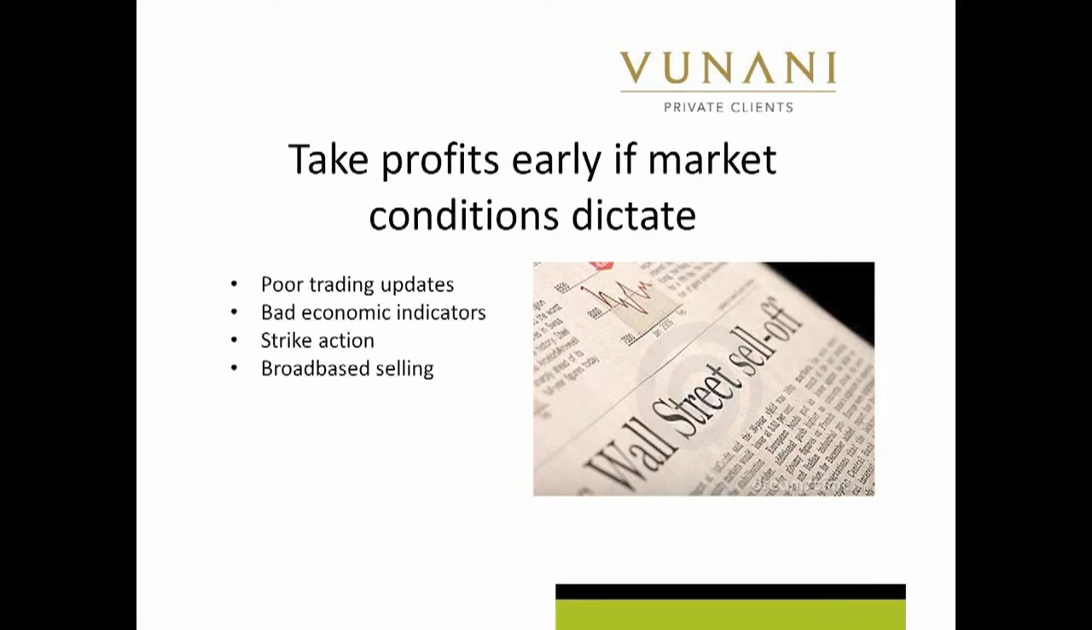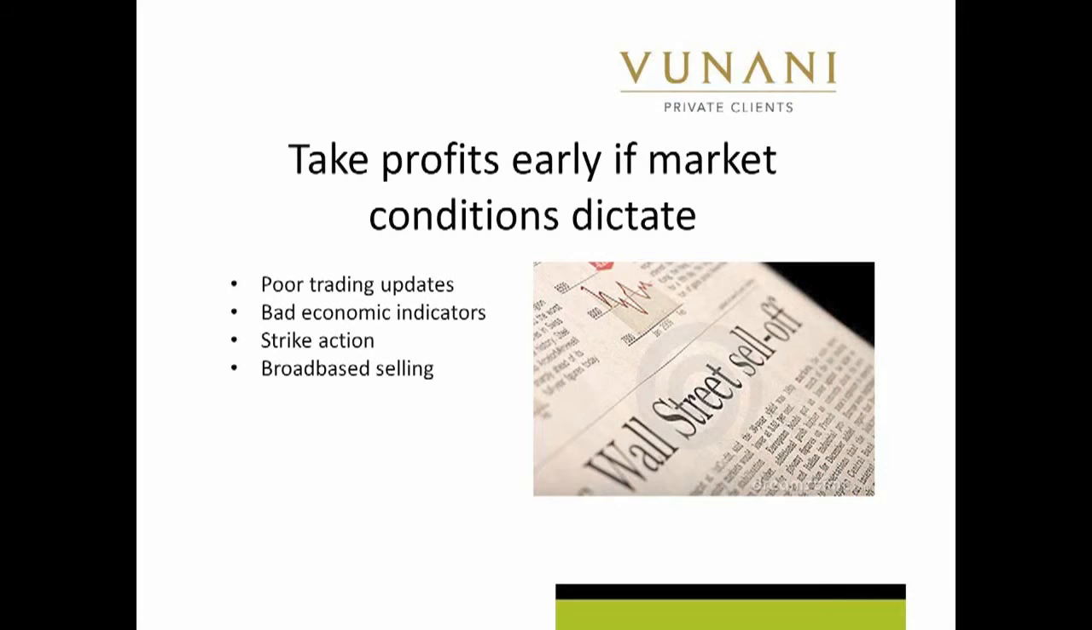Okay, guys, taking profits early if market conditions dictate doesn't mean panic in a Wall Street sell-off. Last week, our market wiped off about 3,000 points. Long-term investors should not be scared of little corrections like this because we're in it for the long haul, and our market averages about 16% per year that it goes up, and that includes the crash of 2008, 2009. So we do need to cut out the noise and not be scared of little corrections.